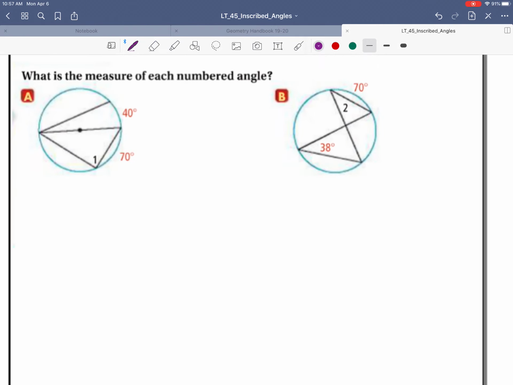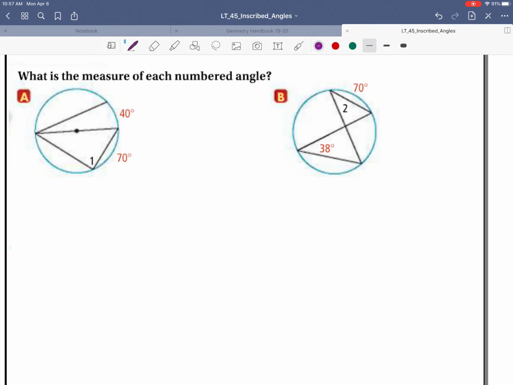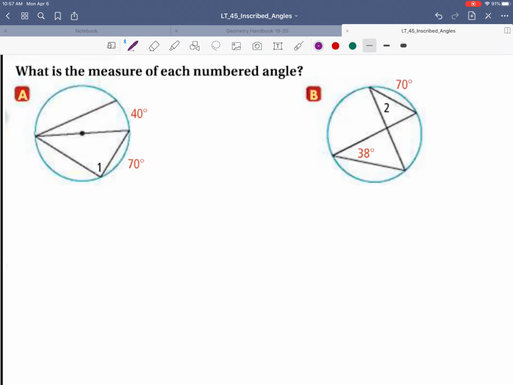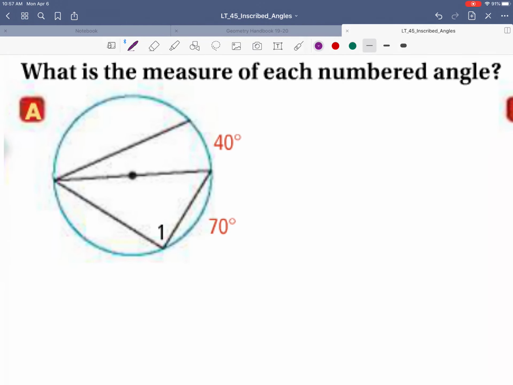All right, let's look here. What is the measure of each numbered angle? Pause your movie, try A and B, and press play when you are finished. All right, let's look here. If this arc is 40, then this angle has to be 20. If this arc here is 70, then this angle has to be 35.